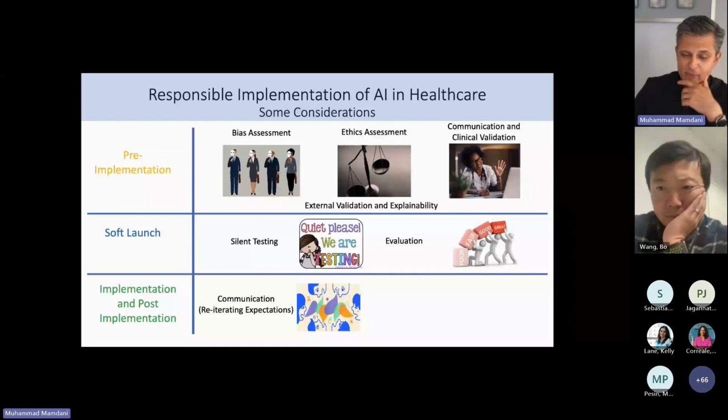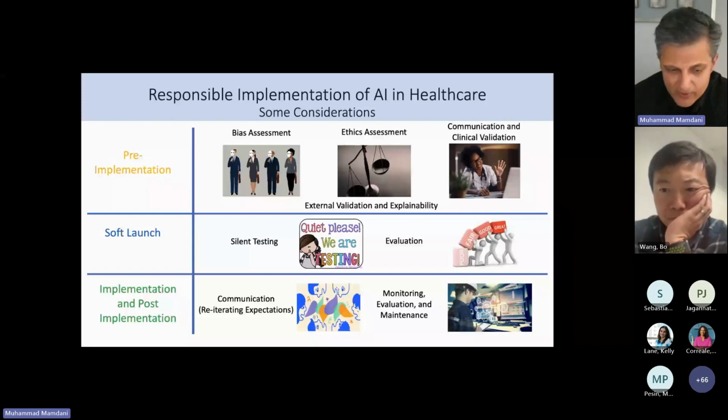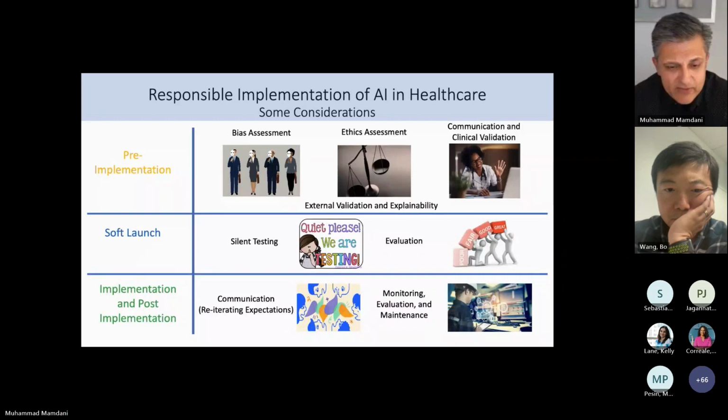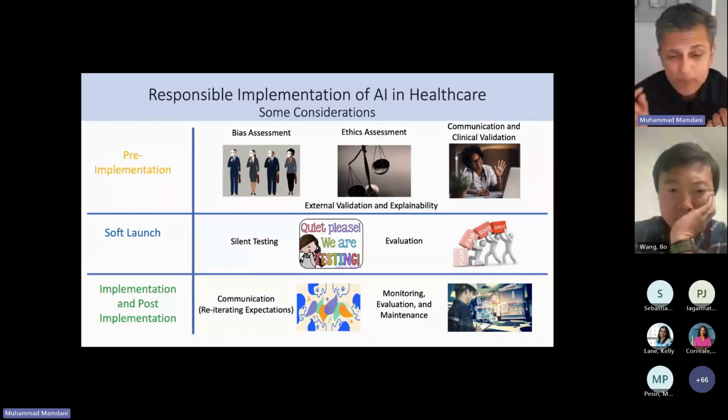And of course, monitoring, evaluation, and maintenance. Maintenance is absolutely key. What about data shifts, data drifts? What about model degradation over time? Who's watching? Because if a model performs well now, does it perform well 6 months from now, 8 months from now? What happens if you change the reagent of a lab test? Does that screw up model results? It absolutely can, and that's been our experience. But who's watching?